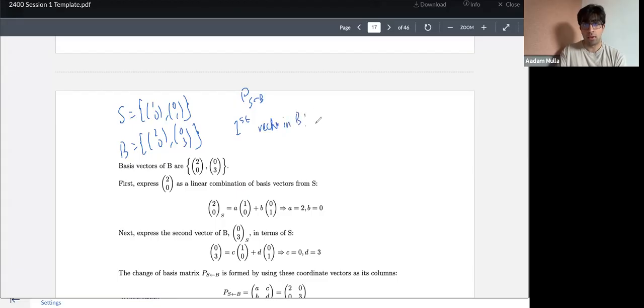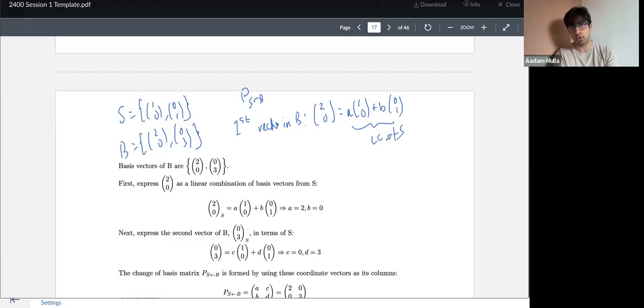What is that? 2, 0. We need to represent it as a linear combination. So some number times the first vector in S plus another number times the second vector in S. This is a linear combination of S. That makes sense? We're writing each vector in B as a linear combination of S. So here's the first vector of B. As you can see, we did it here. We go down here and we solve. We can solve and say, okay, obviously A has to equal 2 and B has to equal 0. Okay? And you keep that in mind, okay?